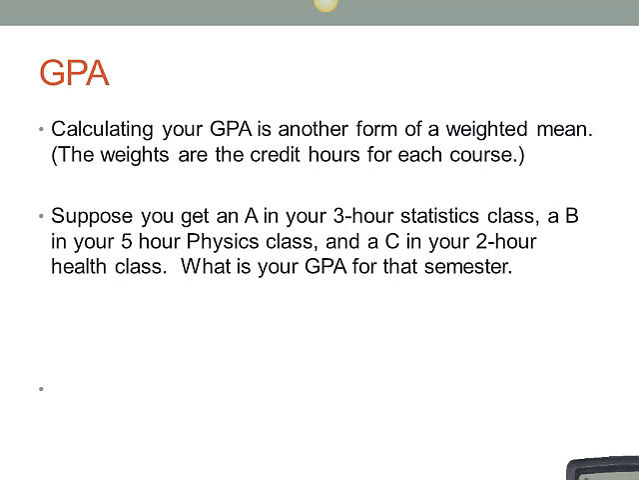So calculating your GPA is another form of weighted mean. The weights are actually the credit hours for each course. I could give you the complicated formula, but I think this will just make sense. Suppose you get an A in your 3-hour stats class, a B in your 5-hour physics class, and a C in your 2-hour health class. What would be your GPA?